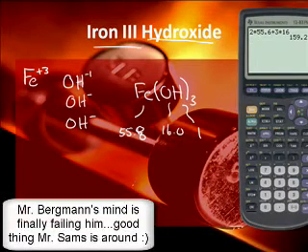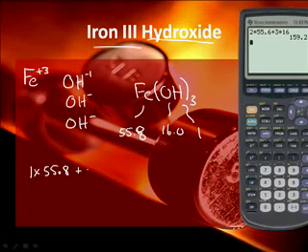Now we have to figure out how many of each there are. How many irons? There's 1, because that 3 does not apply to the iron. It only applies to things in the parentheses. There are 3 O's and 3 H's. We can say times 1, but we don't really need to. We just do the math and determine our number.